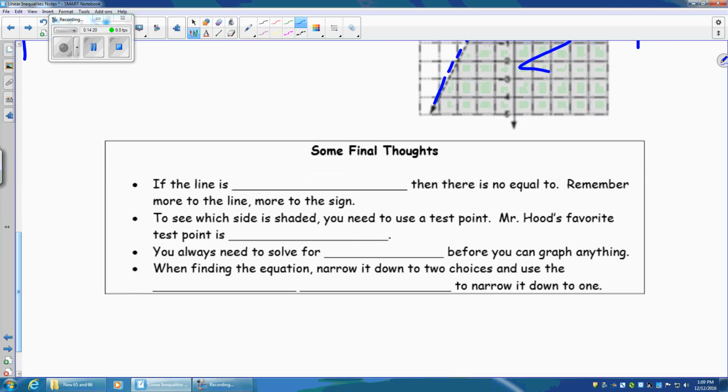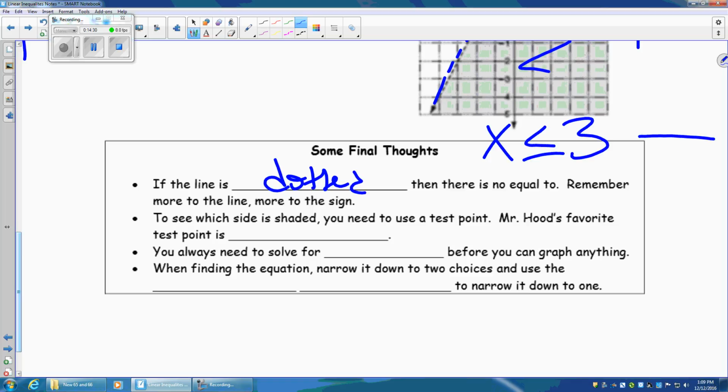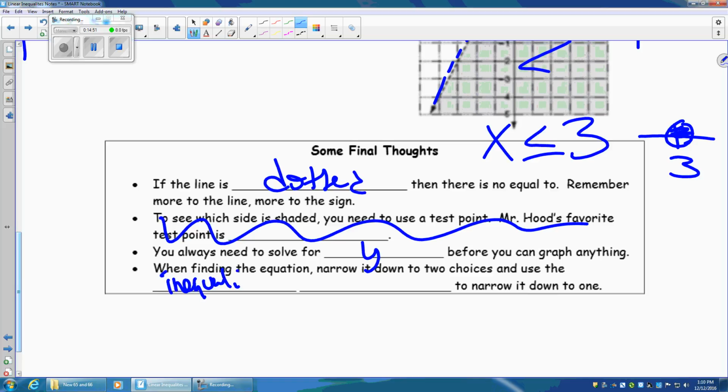If the line is dotted, then there is no equal to. Remember, more to the line, more to the sign. That's what we talked about when we did these guys back in the day. And said, okay, well that one is when it's filled in. To see which side, we're honestly not going to do that one. You always need to solve for y before you can graph anything. And finding the equation, narrow it down to 2 choices, and then use the inequality symbol to narrow it down to 1.